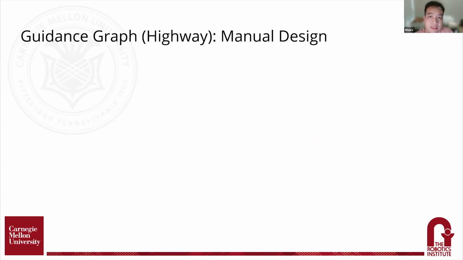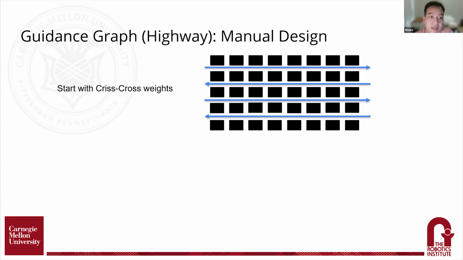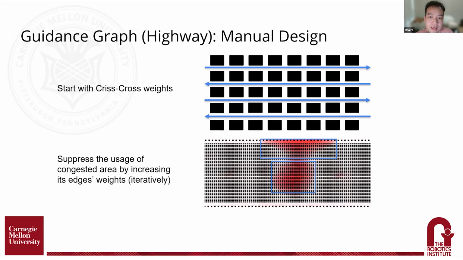Then during the planning, these agents would tend to move left. And in the competition, we manually design the map weights for a lot of instances. We generally start with the crisscross weights, which just encourage agents to move in certain directions, alternating at each row. And then we run some simulations. If we see there is a congested area, we just try to increase the edge costs in this area. So during the planning, agents will use this region less frequently, and the congestion would be reduced. And we do it iteratively, but it's a very tedious process.